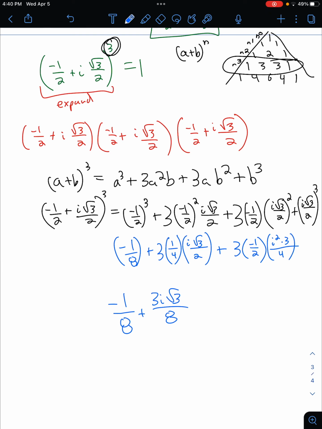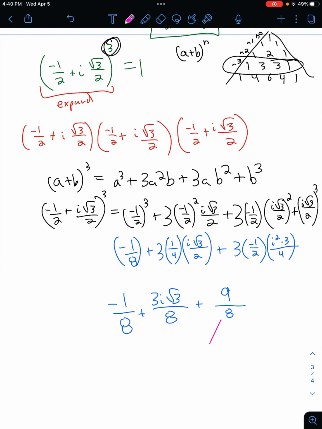Simplifying down, we end up with negative 3/2, or negative 9 over 8. Let's do it this way. Negative 9 over 8, i squared. But i squared is negative 1, so we end up with negative 9 times negative 1. And if we do negative 9 times negative 1, we get positive 9.